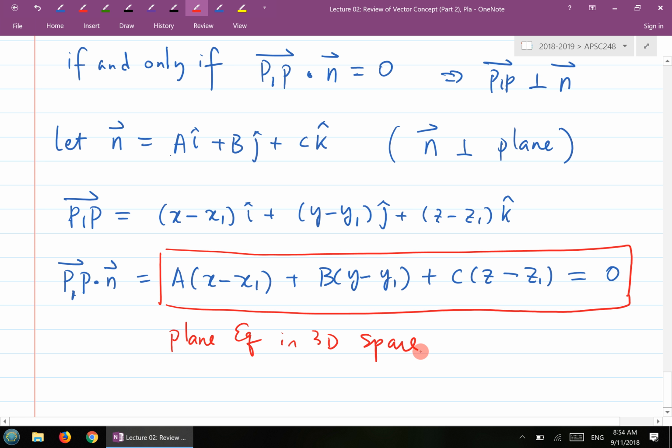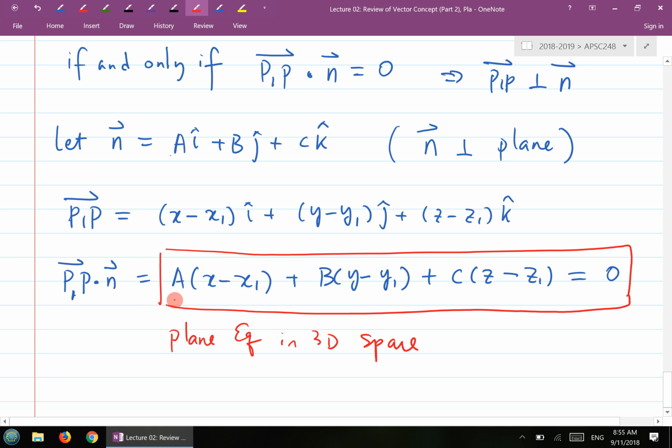So I want you to take a look at this equation. It doesn't take you more than 1 minute to completely write it down and memorize it forever. But if I just write down the equation here, what I want you to actually remember or understand is, what do A, B, C represent? What do X1, Y1, Z1 represent? That's actually the key point for this equation.